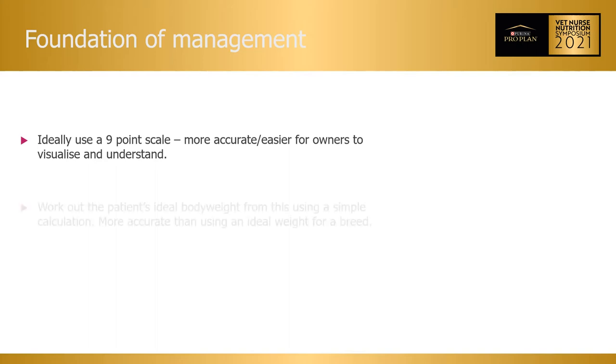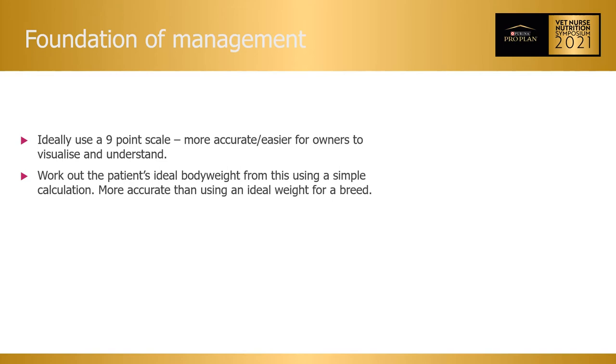this process. And then from this body condition score, I can then work out a ballpark figure for that patient's ideal body weight using a simple calculation. And you just take the current weight of that animal, and if it's a body condition score of 6/9, then you'll divide that weight by 1.1. If the body condition score is 7/9, you'll divide by 1.2. If it's 8/9, you'll divide by 1.3. And then if it's 9/9, you'll divide by 1.4. And that should give you a good idea of where that animal should be with regards to their weight.